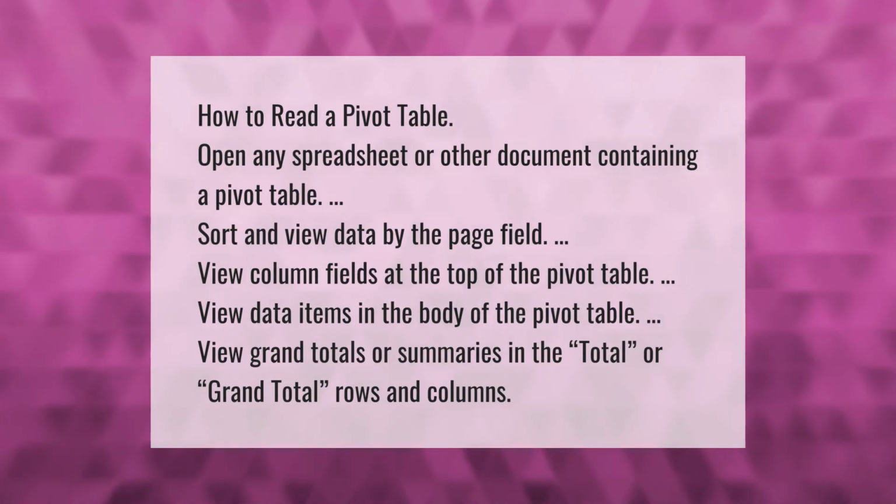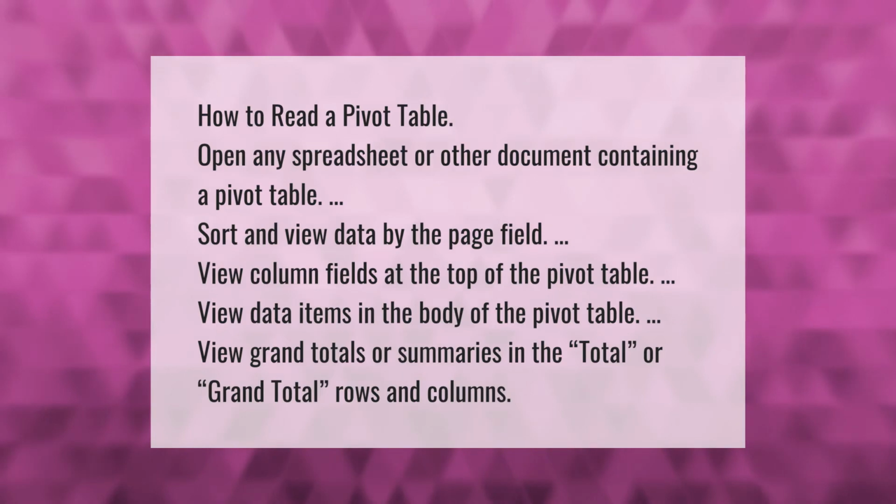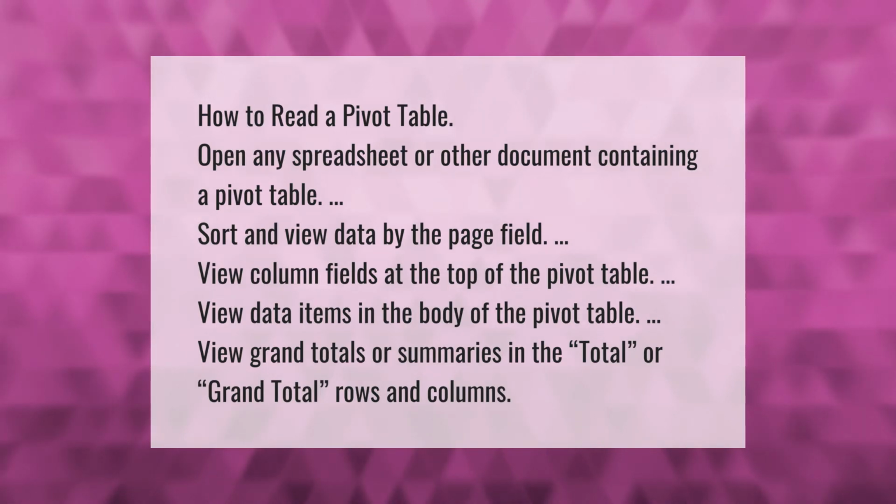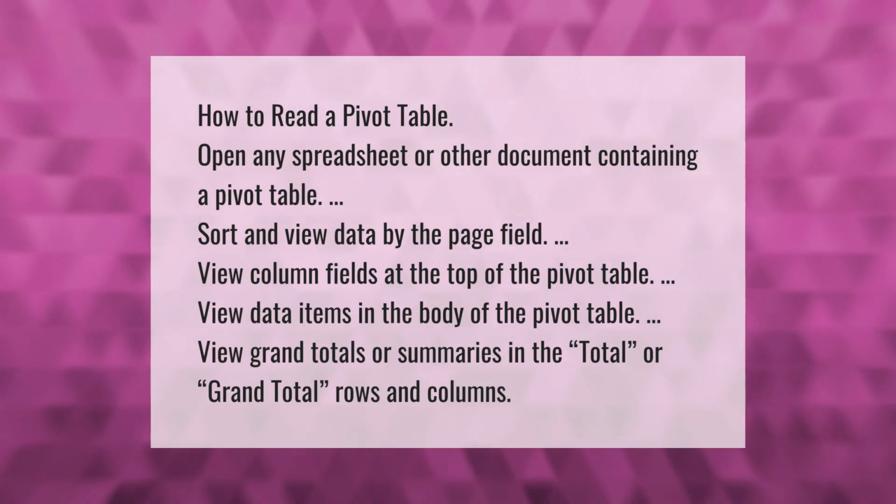How to read a pivot table. Open any spreadsheet or other document containing a pivot table. Sort and view data by the page field. View column fields at the top of the pivot table. View data items in the body of the pivot table. View grand totals or summaries in the total, or grand total, rows and columns.